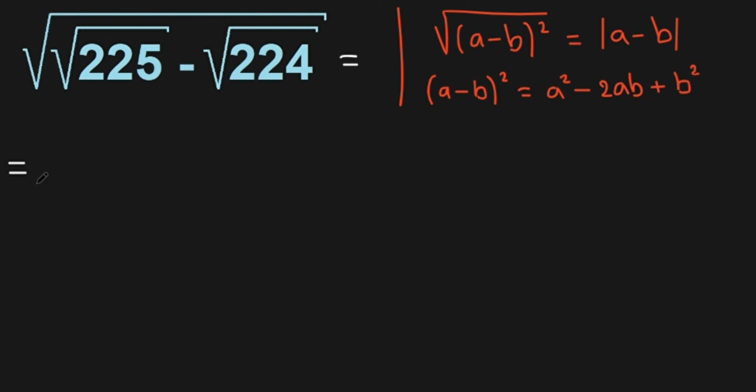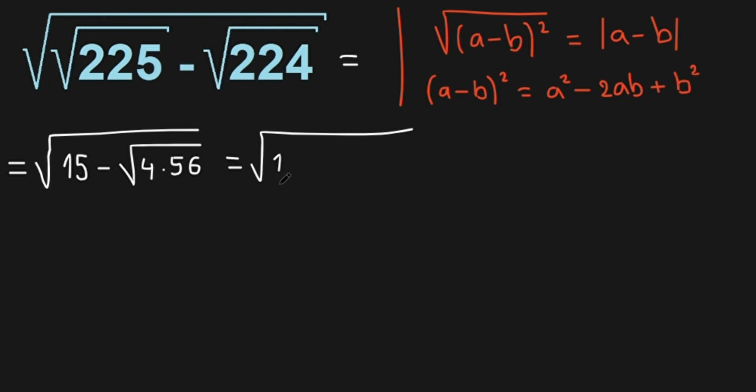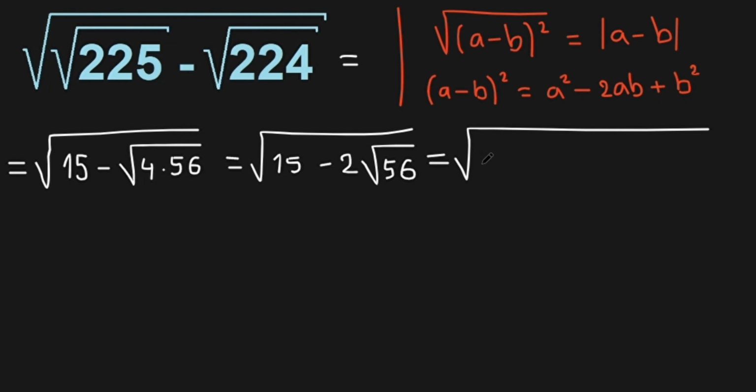So what do we have now? We have square root of 225, which is 15, minus square root of 224, which we can write as 4 times 56. All this is equal to square root of 15 minus 2 times square root of 56, since the square root of 4 is 2. It can be written as 7 plus 8, minus 2 times square root of 56.